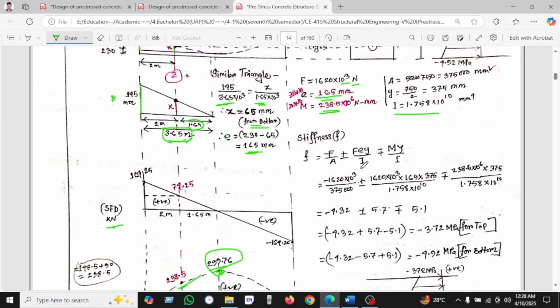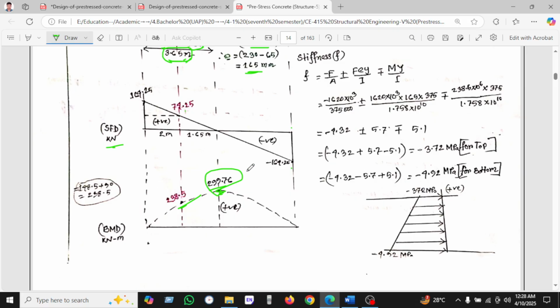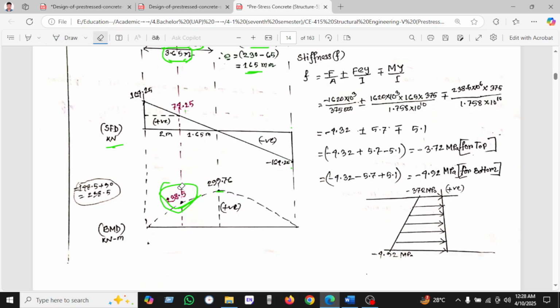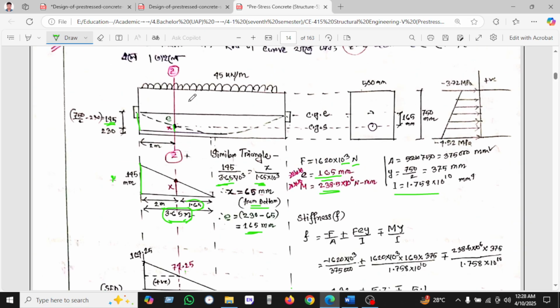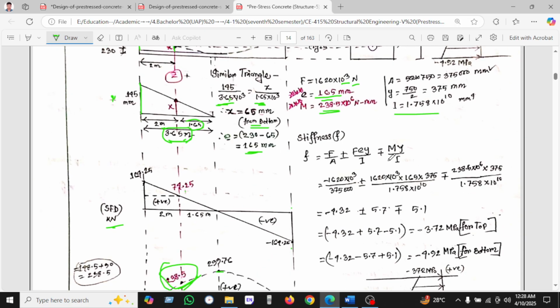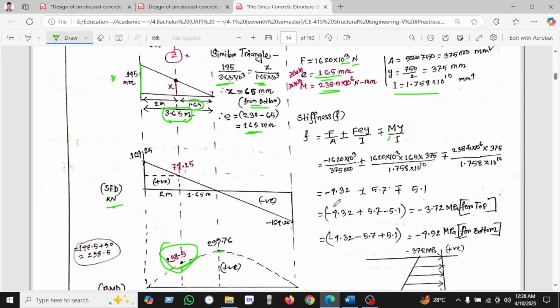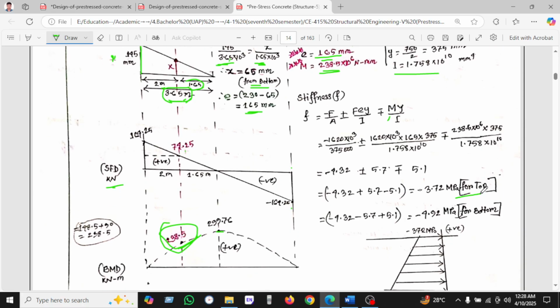And now we'll calculate the stress. So what is the major change? The major change is the moment. We are not taking this moment because this is the maximum moment, and we are taking this moment because we are calculating this portion. That's why we are taking this moment. So in the same way we can calculate the stress at top and bottom.